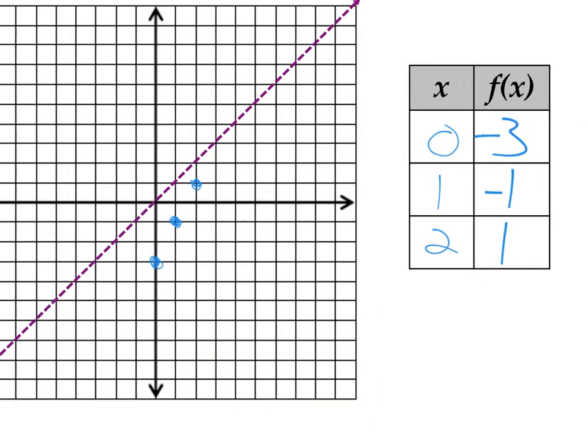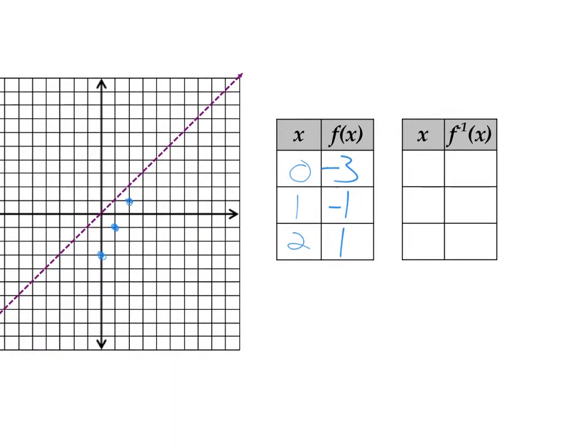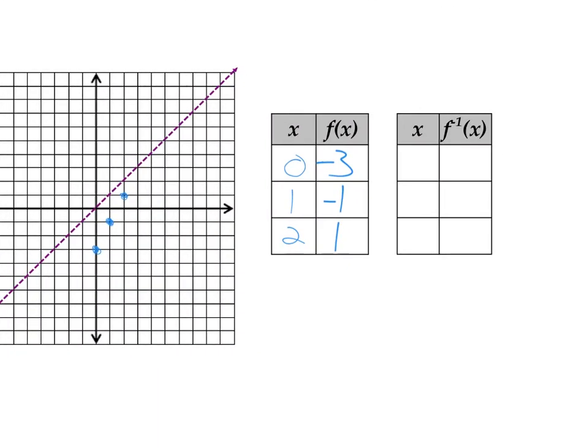Now, yes, we could have also graphed that using what we know about slope-intercept form. The y-intercept is negative 3. Yep, got it. The slope is 2, so up 2 over 1. Yeah, got it. All right, so now the inverse, if I wanted to graph that, is just going to take all of these values in the initial table and switch them. So the first point, 0, negative 3, is going to be negative 3, comma 0, and then negative 1, comma 1, and then 1, comma 2. So all we did is just flip-flop the x and y's.